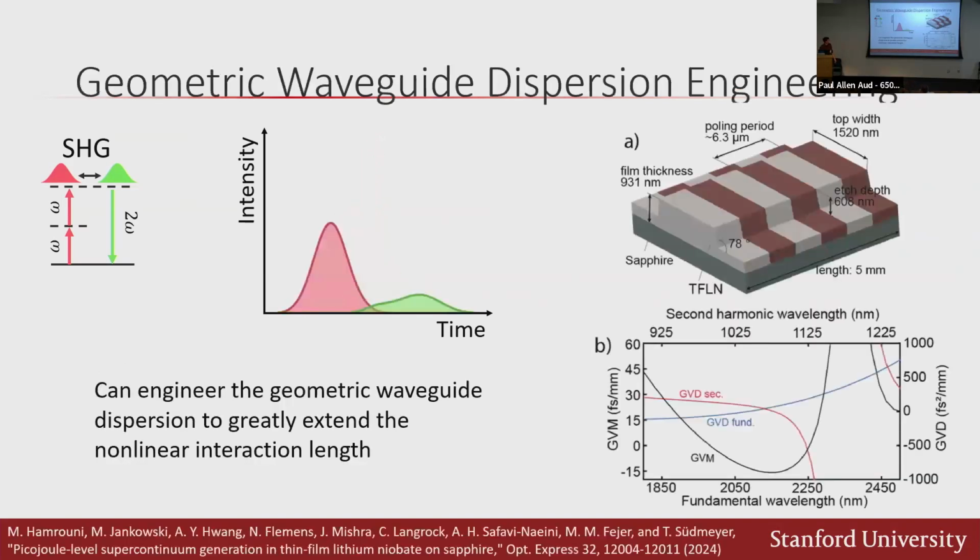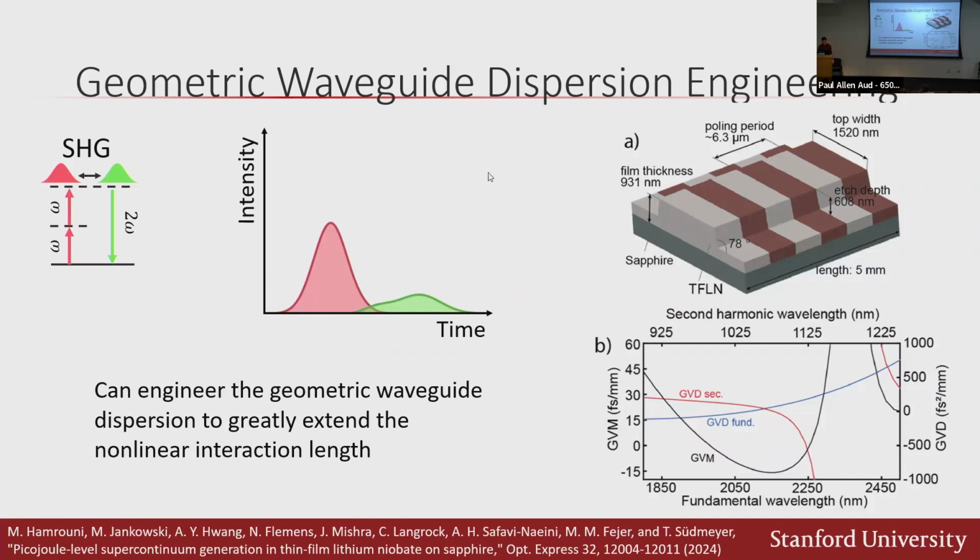So what you're probably going to hear about several times in this series is dispersion engineering through geometric waveguide dispersion. The idea is, for example, I have a thin film lithium niobate waveguide on sapphire. The dimensions are roughly a micron, and I can change the geometry of this waveguide to change the dispersion of the waves propagating through it.